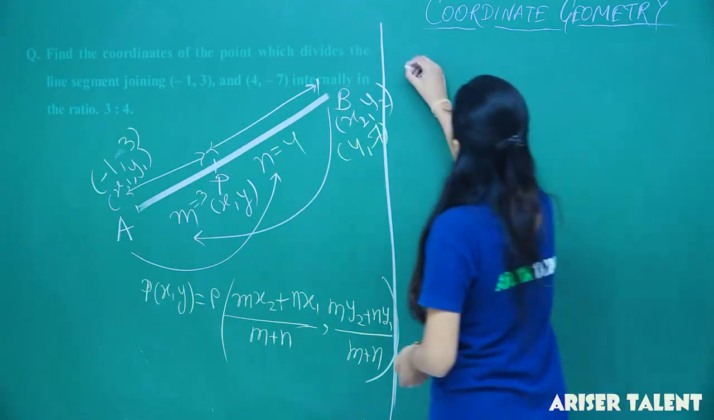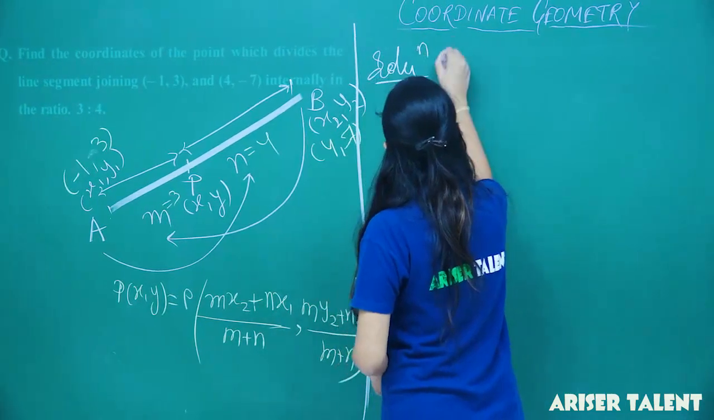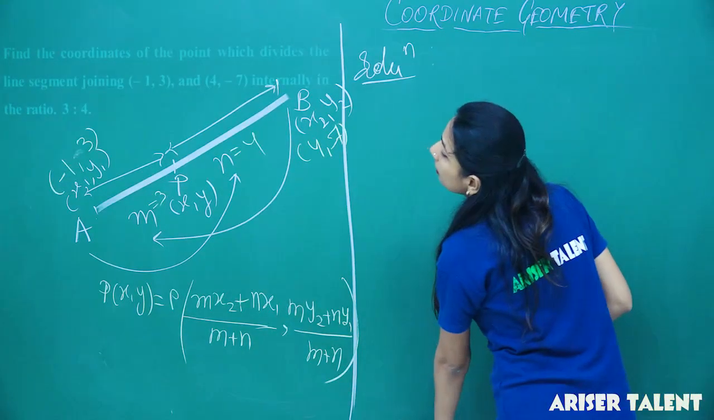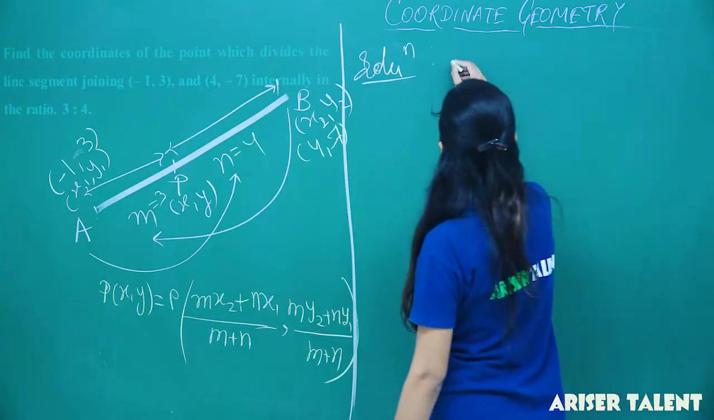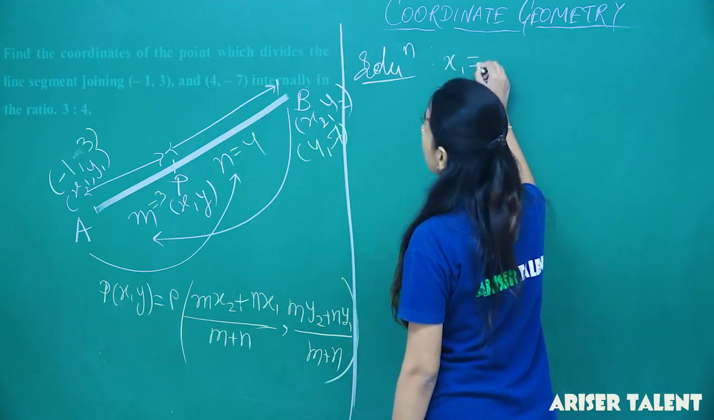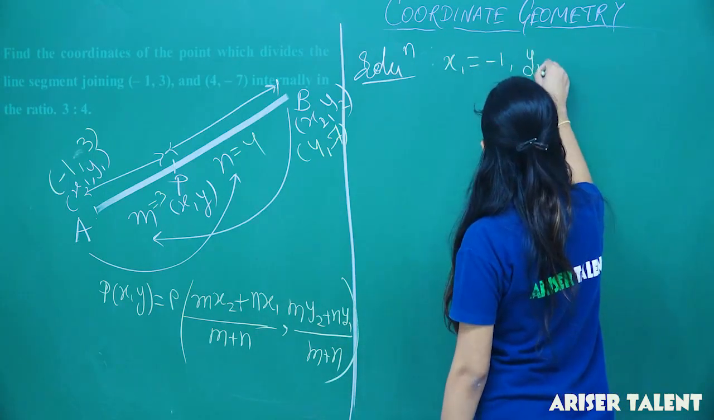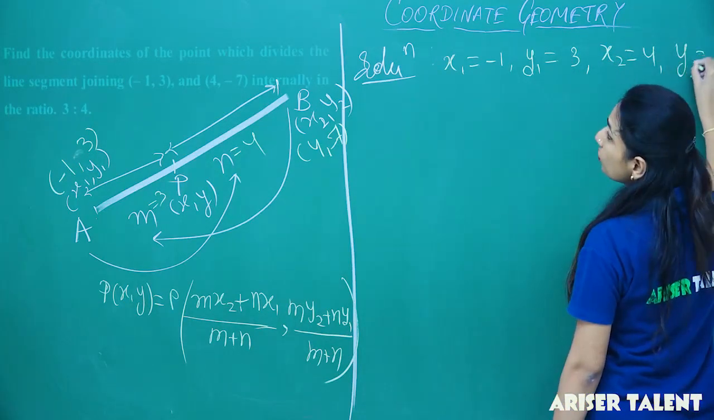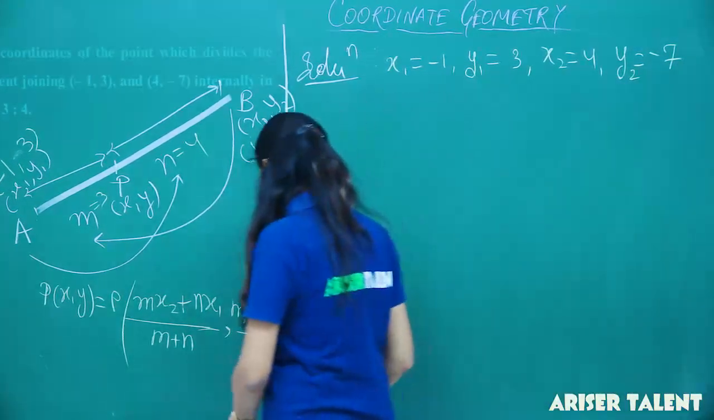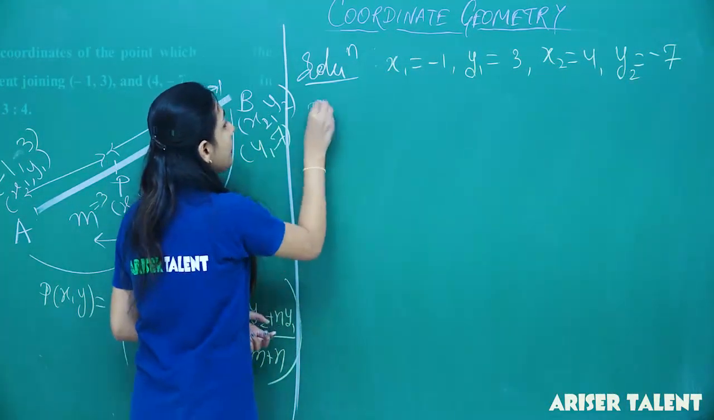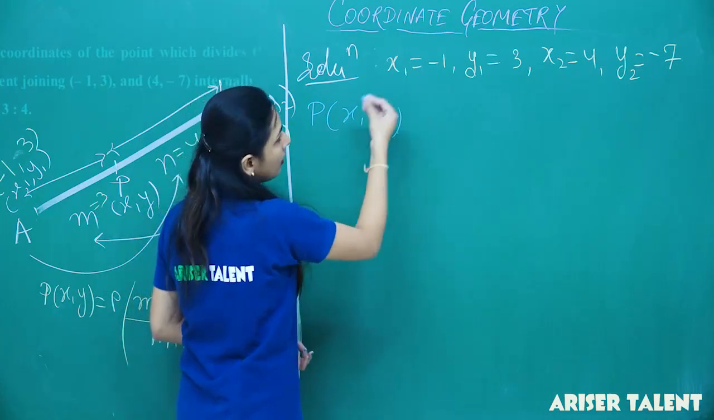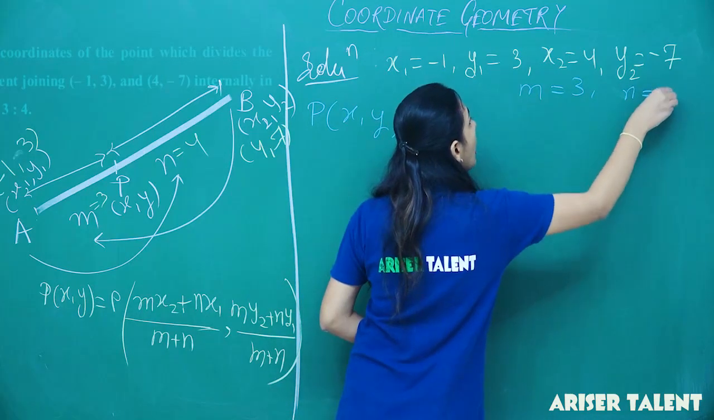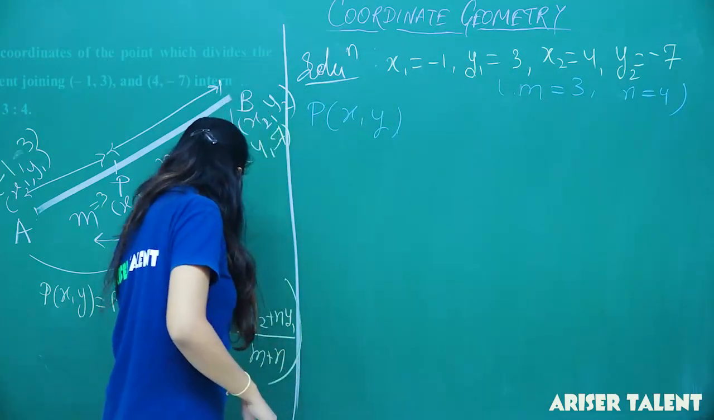Now, solution. I will not be writing the given things and all the things what we have to find. We are just simply putting the values. Solution here, x1 equals to -1, y1 equals to 3, x2 equals to 4 and y2 equals to -7 given. So, the point P x comma y. Now again I am having M equals to 3 and N equals to 4. I will just simply write the values in the formula.